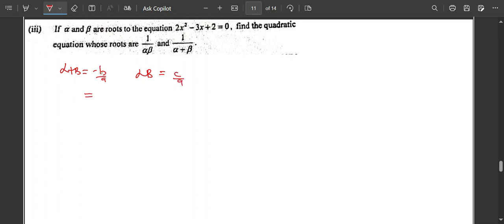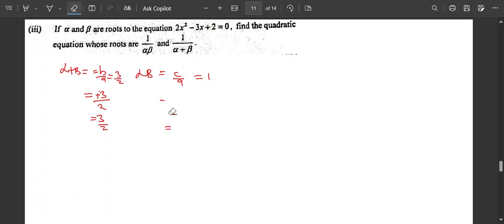So here we have negative b in the equation. We have negative 3, so that will be just positive 3 over a. Our a is what? 2. So alpha plus beta will be 3 over 2. Then here we have c is what? 2. Then that one is 2 also a, which will give us 1. So alpha times beta is equal to 1, and alpha plus beta is equal to 3 over 2. Okay, so that is it.